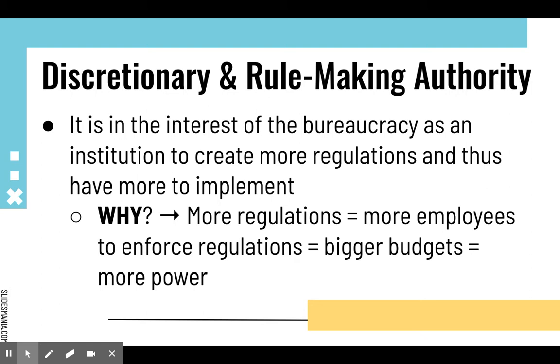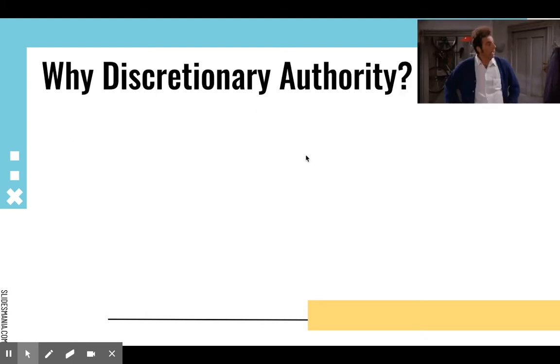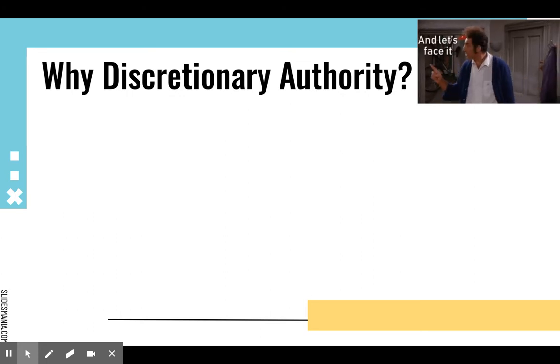More employees and more regulations also means a bigger budget. And a bigger budget means you have more power over other agencies. So this has kind of created one of the criticisms of the bureaucracy, or the bureaucracy has become bloated and too large. So why discretionary authority, right?